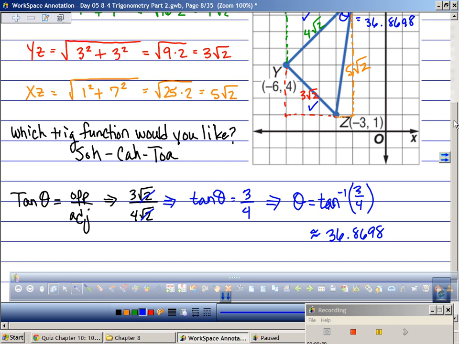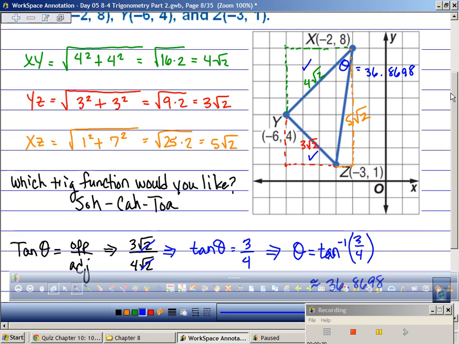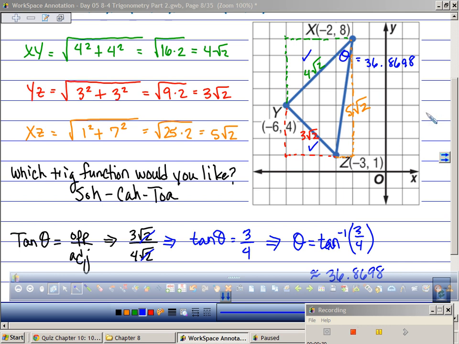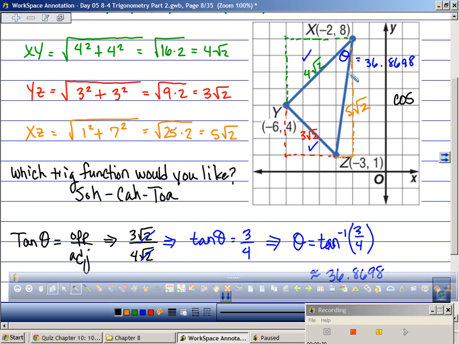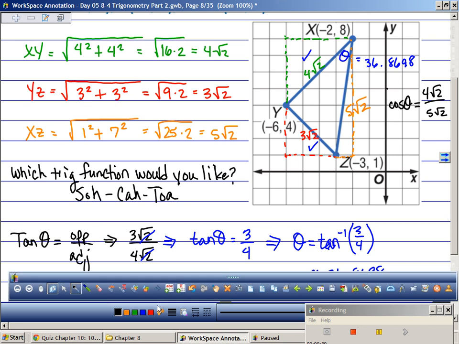Okay, so the last thing I want to do is I want to double check. So which would you like to double check with? We could double check with sine or cosine. Pick one. Cosine. So cosine is cos, right? Which is adjacent over hypotenuse. So what's the adjacent measure? 4 rad 2 over what? 5 rad 2. So the cosine of theta equals 4 rad 2 over 5 rad 2.